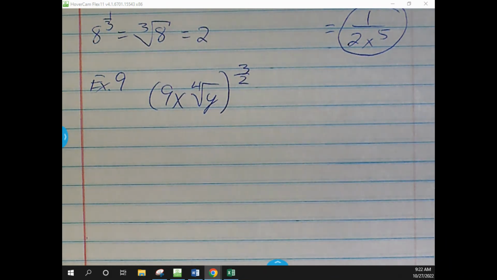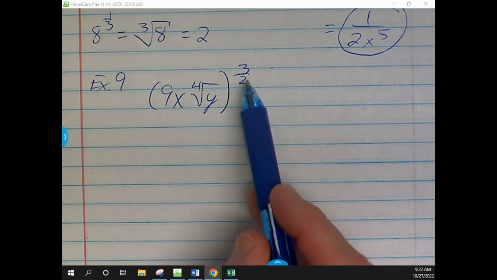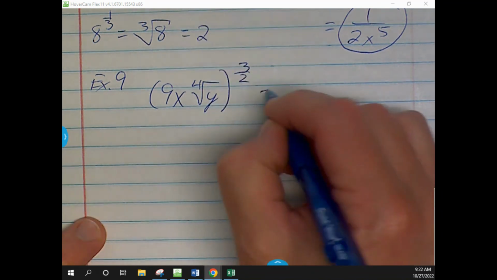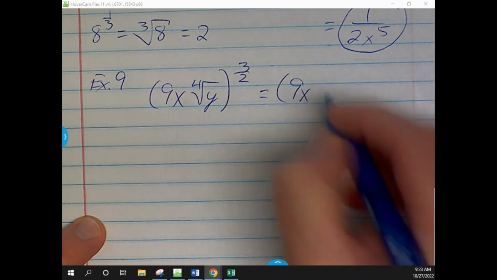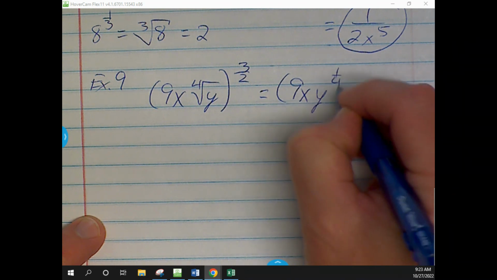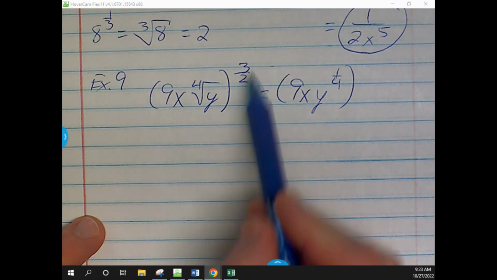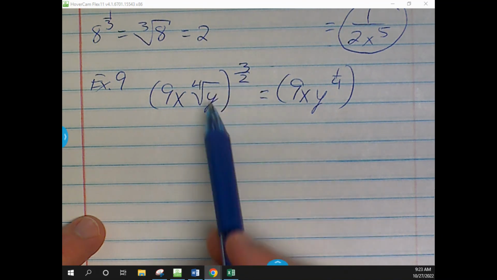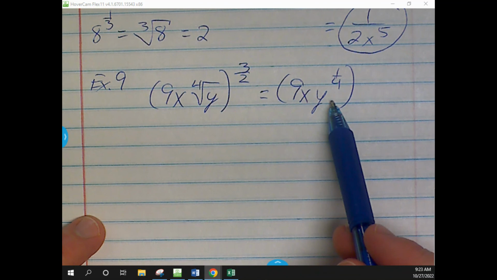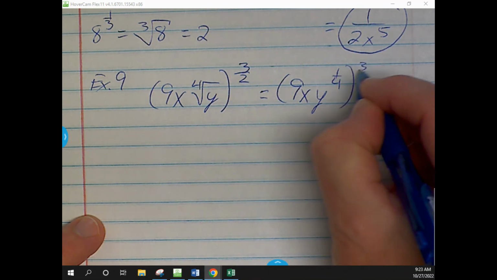So, of course, the last one. All right, let's go: 9x times the 4th root of y, to the 3/2 power. All right, first thing is, it looks weird to have a radical and an exponent all mixed together. So before we do anything, let's get rid of that radical and just rewrite it as y to the 1/4 power. Because it's kind of weird to have a fraction and a radical mixed together. So let's just change this thing to an exponential. So now we've got all exponents through here.